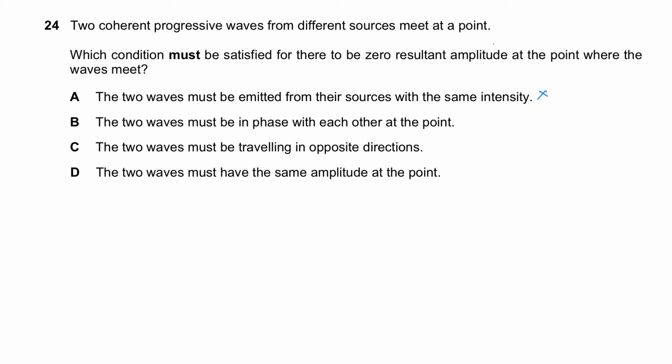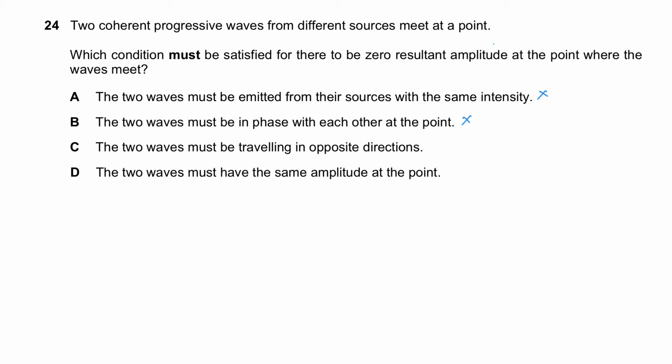B says two waves must be in phase with each other at the point. That is not a requirement. Once again, they should be out of phase by 180 degrees for a resultant amplitude of zero, and they should have the same amplitude. C says the two waves must be traveling in opposite direction.